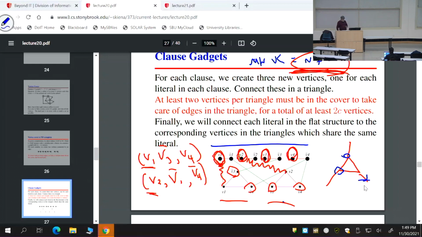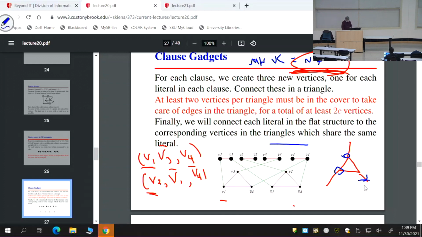But, okay, if you give me something that's not a satisfying truth assignment, what's not a satisfying truth assignment? Let me see if I could find one. This.